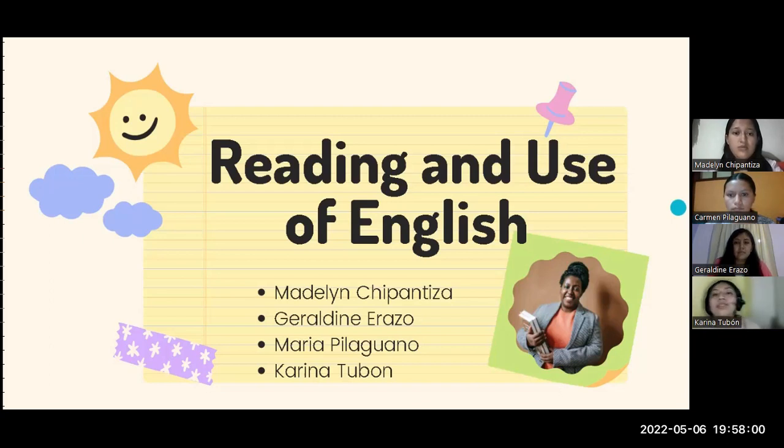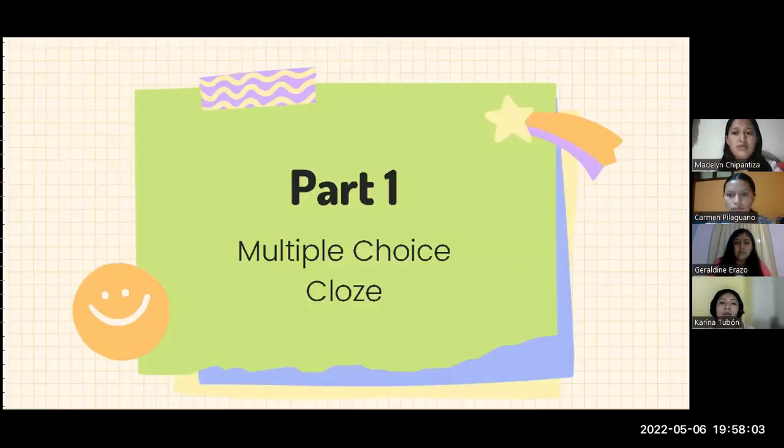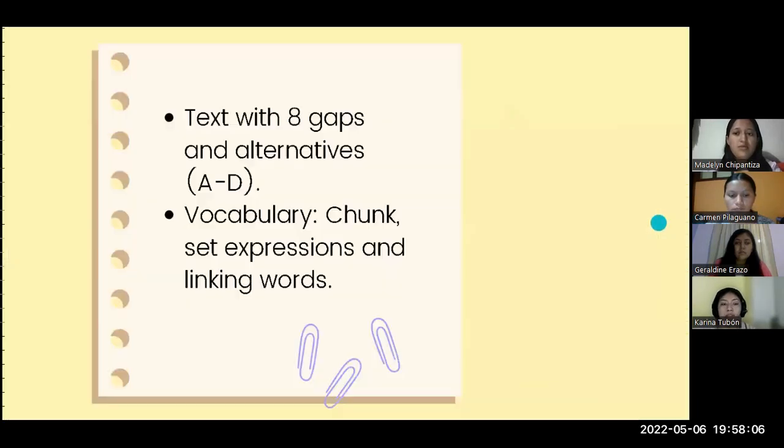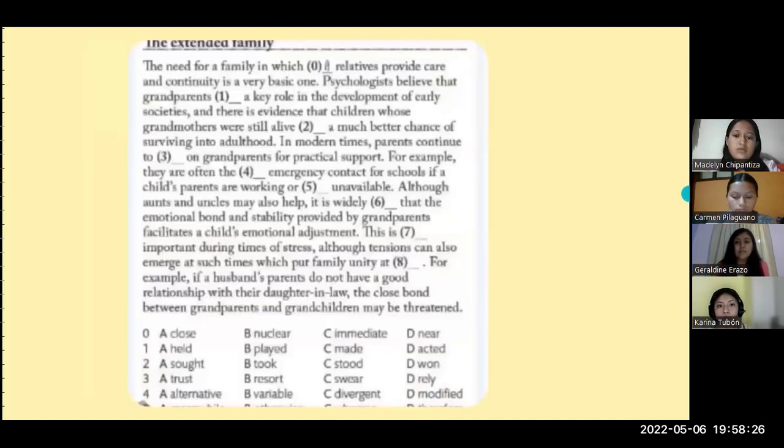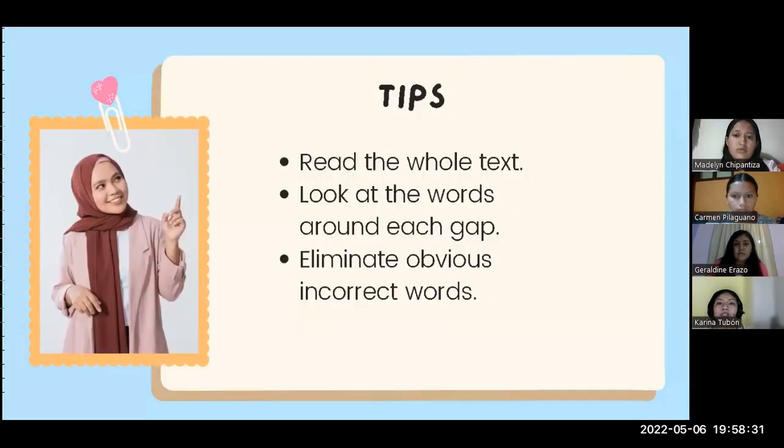In part 1 of reading and use of English, we have multiple choice cloze. In this part, we have a text with 8 gaps, and to complete these gaps, we have alternatives from A to D. This part is focused on vocabulary, chunks, set expressions, and linking words. Some examples of chunks are phrasal verbs, idioms, and collocations. Here we have some examples of this exercise. And finally, some tips to solve it are: read the whole text, look at the words around each gap, and eliminate obviously incorrect words.